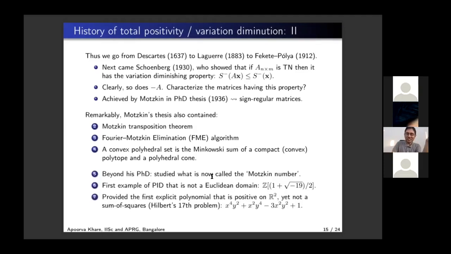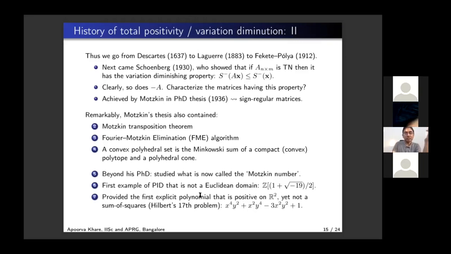But beyond his PhD, he also studied what is now called the Motzkin number in combinatorics, about the number of ways you can join marked points on a circle with chords. He gave the first example of a PID in commutative algebra which is not a Euclidean domain. He also provided an ideal-free proof of Hilbert's Nullstellensatz with some quantitative degree bounds. I did not read that part fully. That appeared, I think, in the Schur memorial volume in Mathematische Zeitschrift at some point.